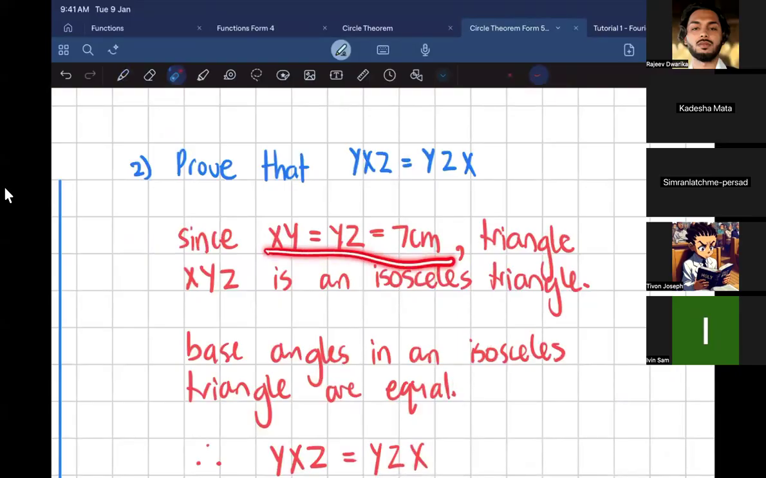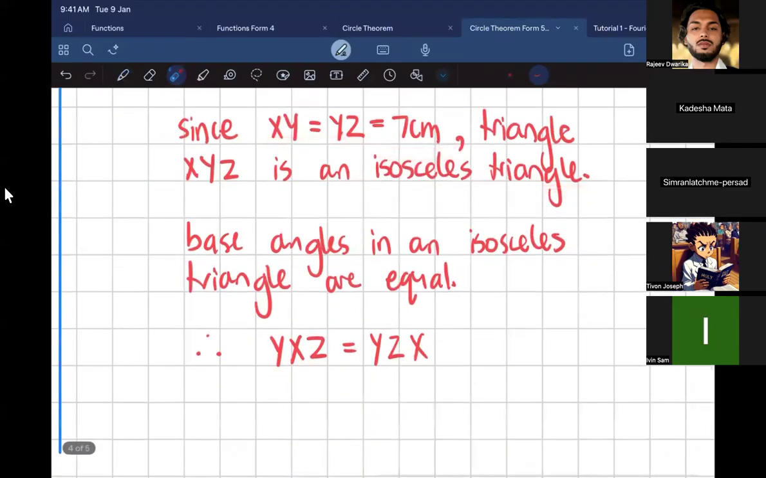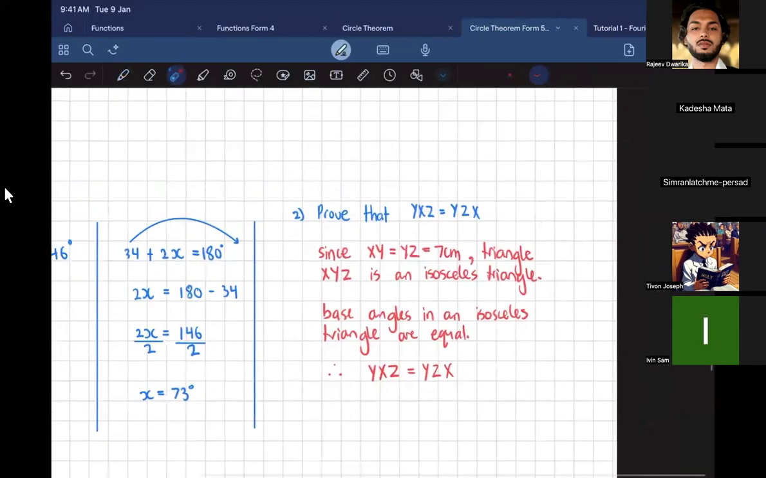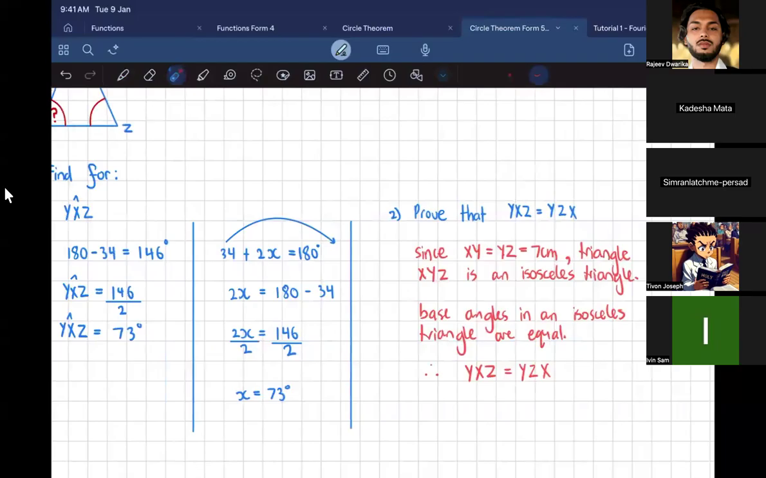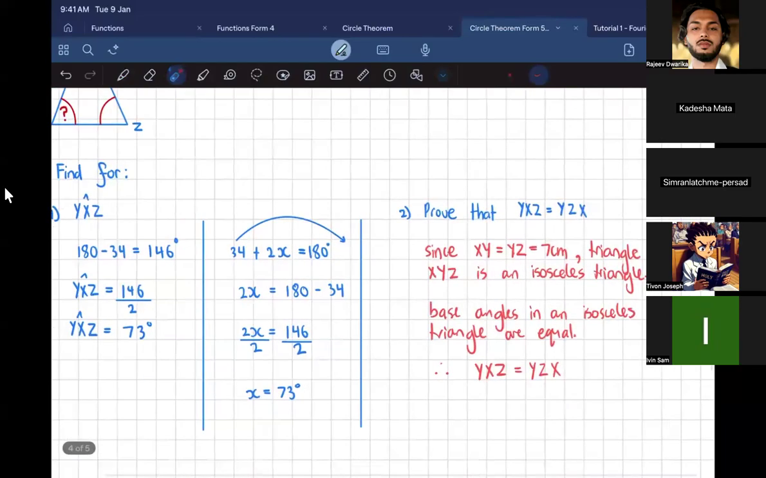And since two sides are equal, I know for sure it's an isosceles triangle. And if it's an isosceles triangle, base angles have to be the same, right? We found what YXZ was, and that was 73. So YZX would have to be 73 as well, because that's the other base angle. Tell me if you understand 100%.